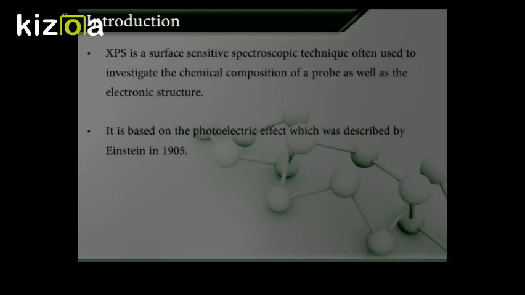With this technique, we are able to obtain the chemical composition of various materials. It reveals which chemical elements are present at the surface, such as carbon and oxygen. It informs us about the chemical bond nature which exists between these elements as well.